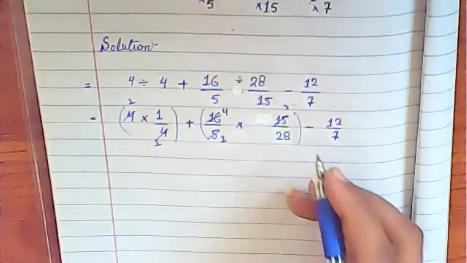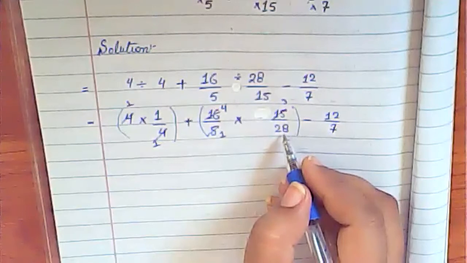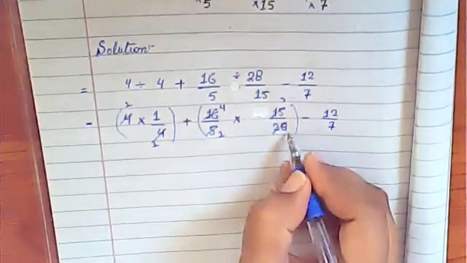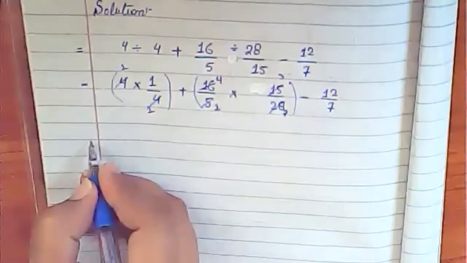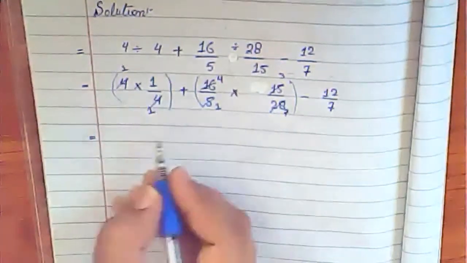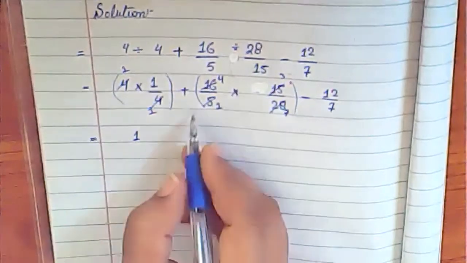Okay, students, please tell me. 4 fours are 16 and 28. What about 28? 4 sixes are 28. Are you sure? 4 sevens are 28. Okay, very good. Now, what will be left here? 1 multiplied by 1, so the answer will be only 1 for this bracket. No need to write divided by 1.